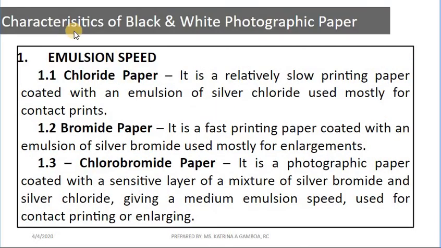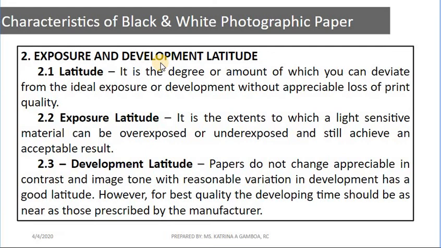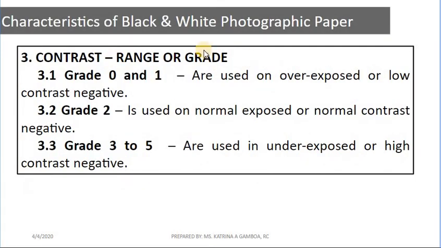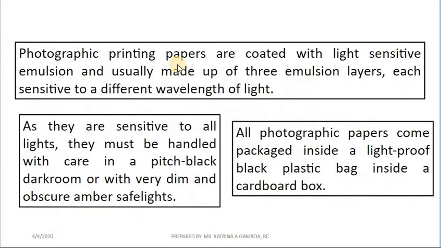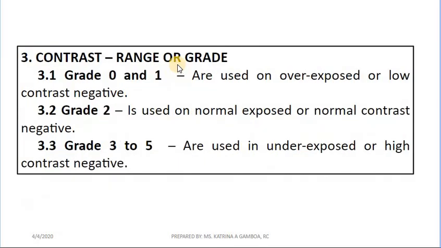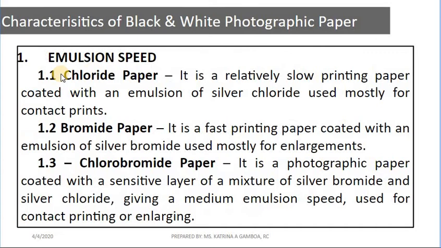So, these are the characteristics of black and white photographic paper. Kung merong characteristics yung ating black and white film, meron din po ang ating photographic paper. Number one, we have the emulsion speed, exposure and development latitude, contrast or range or grade, and the physical characteristics. So, balik tayo dito. Apat siya, ha? Emulsion speed. Ibig sabihin, gaano kabilis? Kung merong mabilis na film, di ba? Meron din pong mabilis at mabagal na photographic paper.